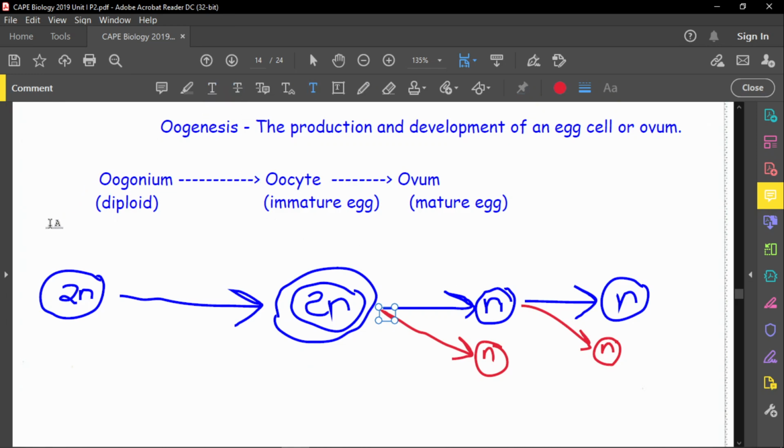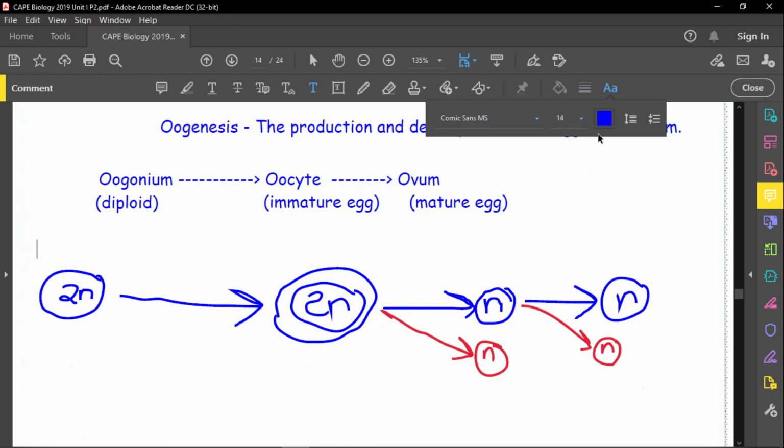So the first cell I've drawn, let me also label this in red. The first cell I've drawn right here is the oogonium. Okay, so this is the oogonium. Again, the question did not say start from there, it said start from the primary oocyte. But I'm saying this just in case you get to the exam, you will know what to do if they ask you to start before the primary oocyte. And so this 2N will be the primary oocyte. Okay, that's the primary oocyte.